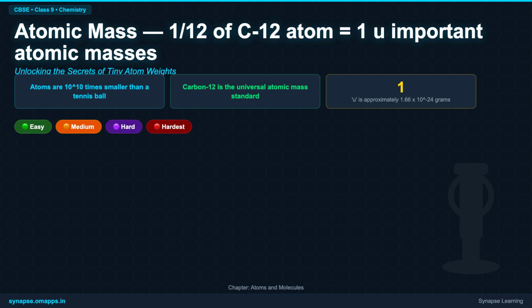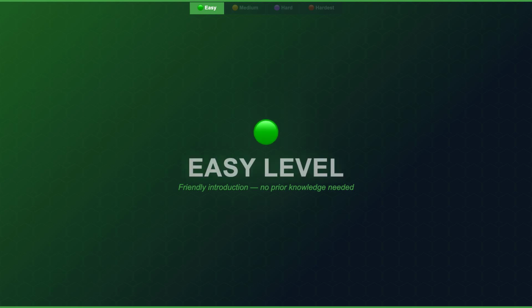We'll start with the basics, then gradually uncover the deeper science behind it, moving through easy, medium, hard, and even hardest levels of understanding. Get ready to unlock the secrets of atomic weights. Let's begin our exploration with the fundamentals. What exactly is atomic mass, and why do we need a special way to measure it?